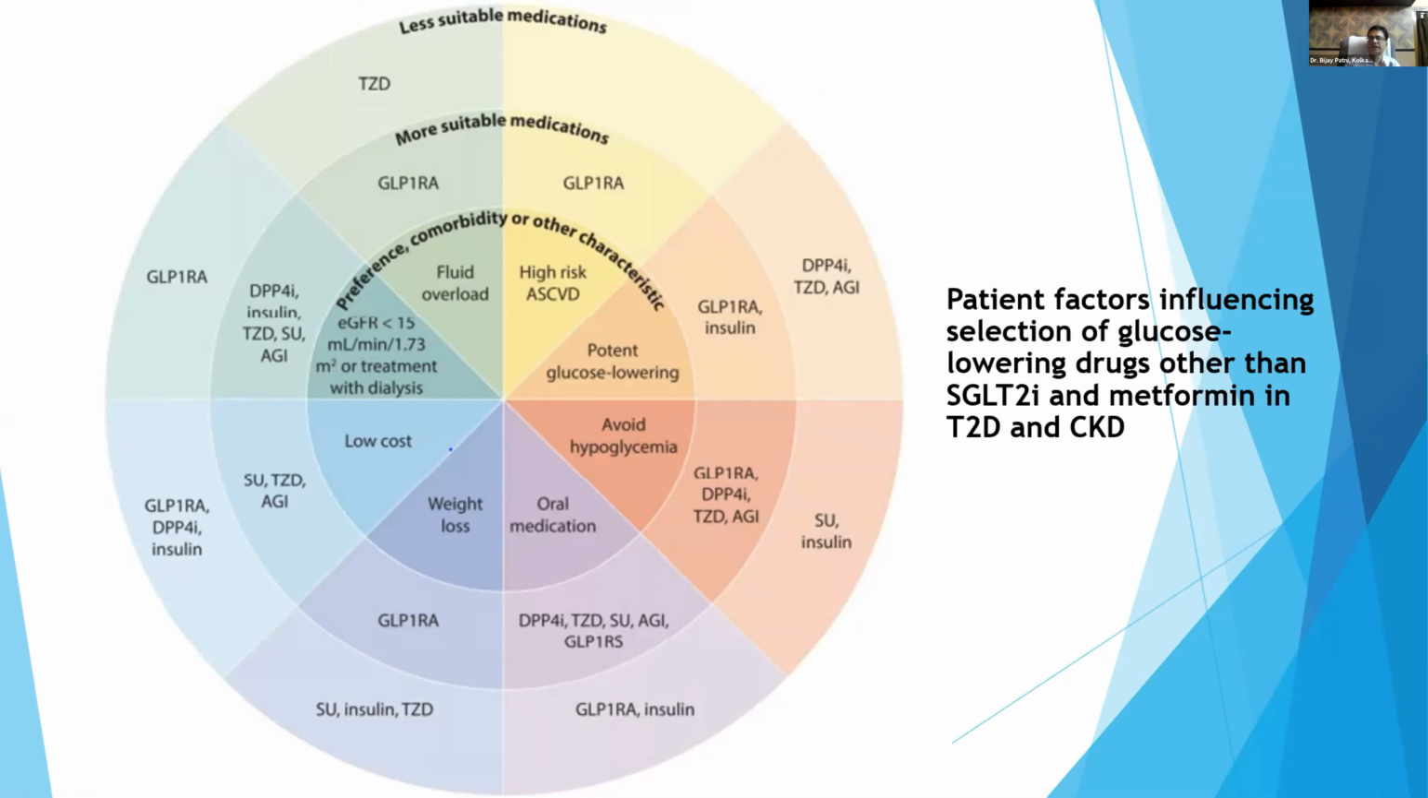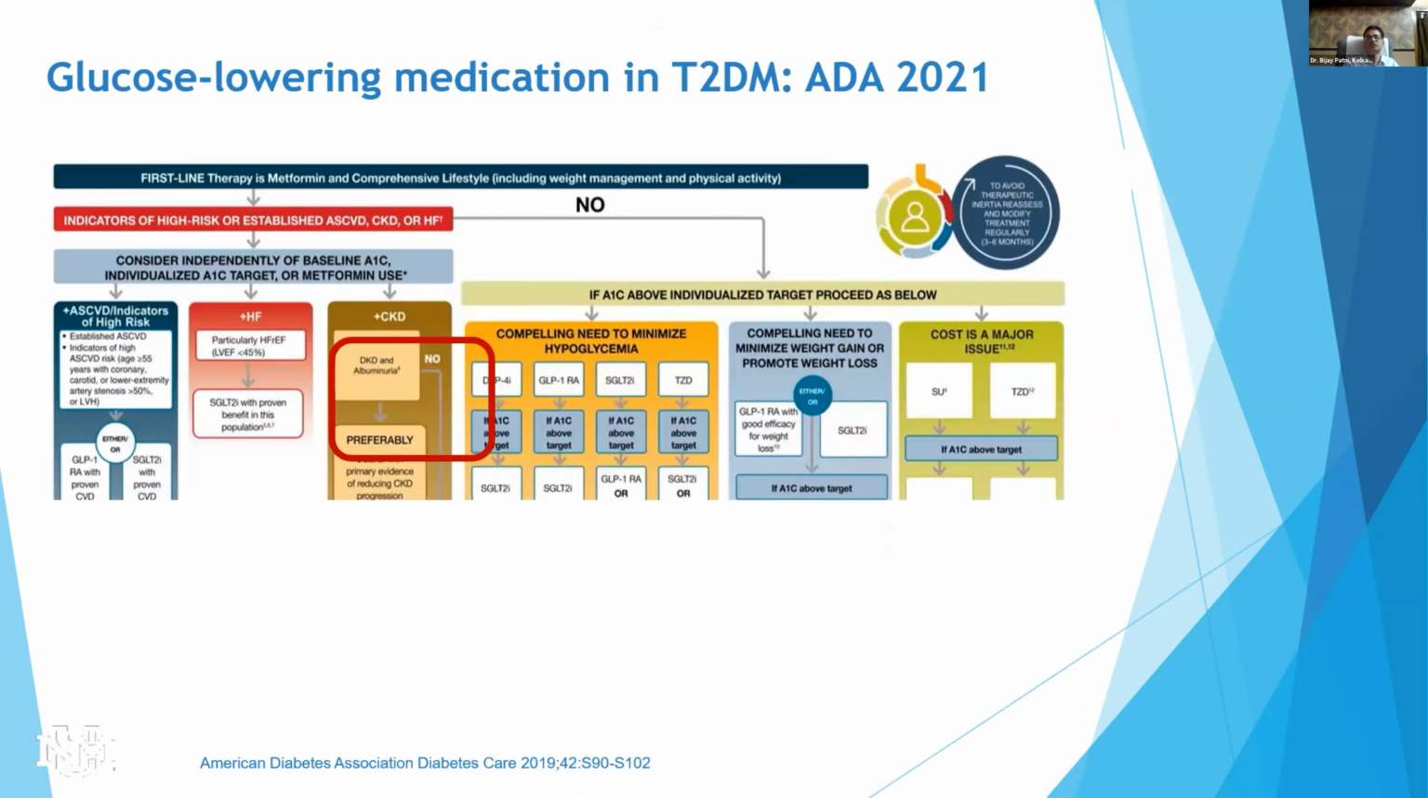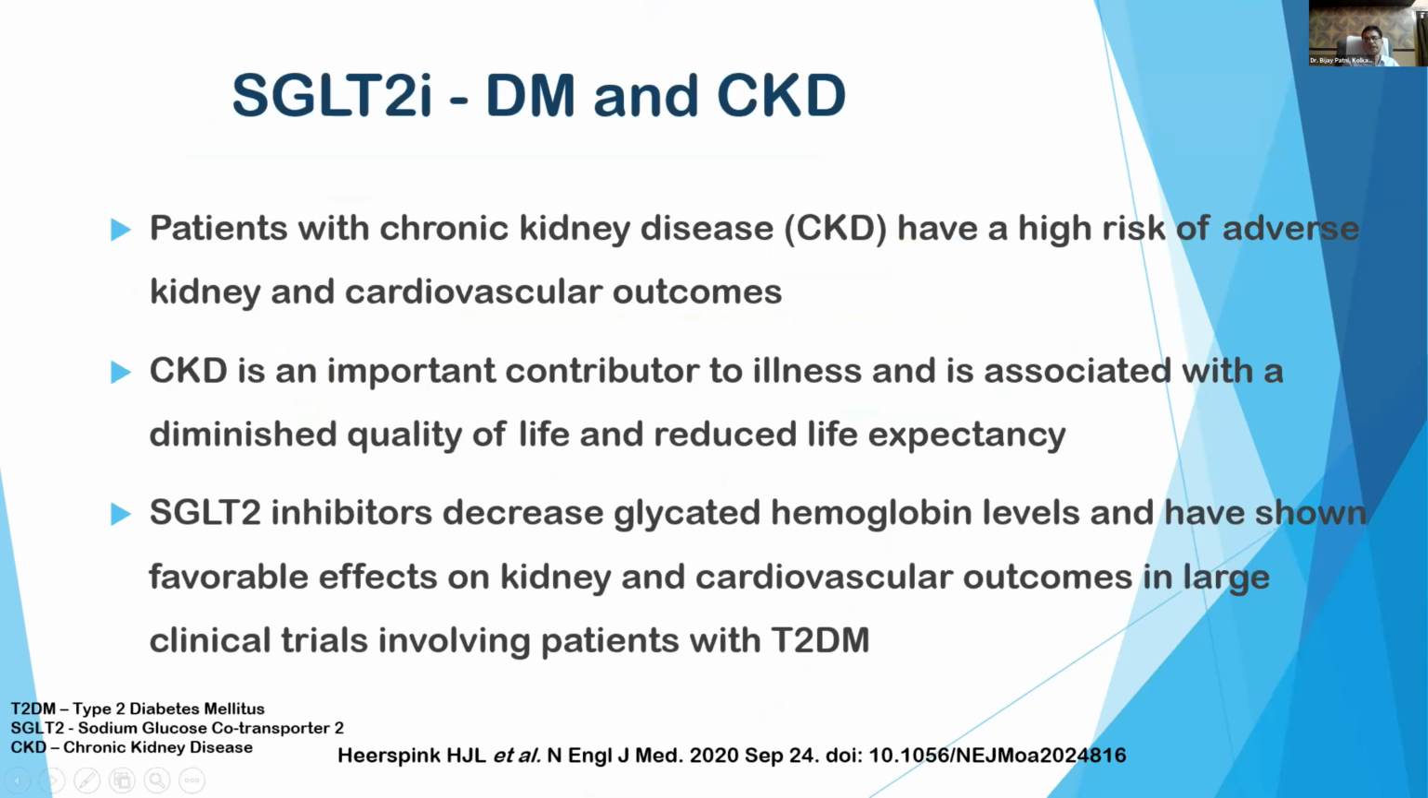But the primary KDIGO guideline says the primary molecule which should be initiated when you have diabetes with DKD is SGLT2 and metformin. And this is what the ADA 2021 has said as well, as far as glucose lowering medication is concerned. If the patient has CKD, the preferable drug happens to be SGLT2. So where does SGLT2 stand today? Because this is what we are basically focusing on, even all the diabetologists, all the cardiologists, and now the nephrologists. It happens to be the drug of nephrologists now.